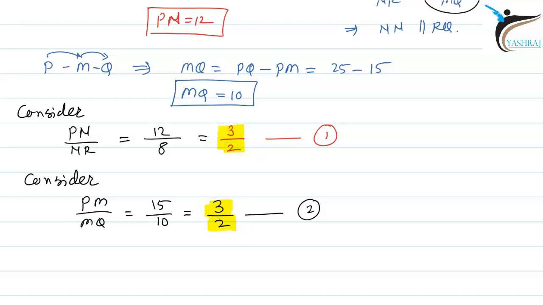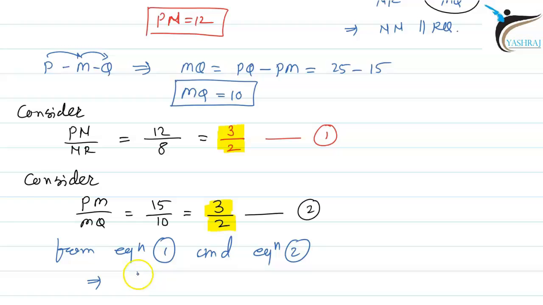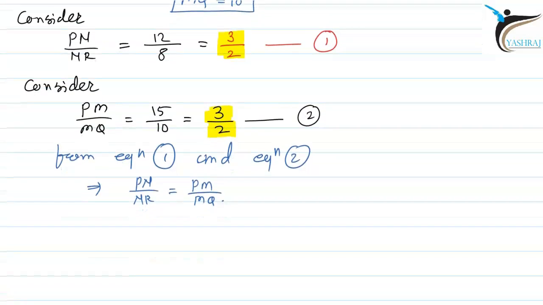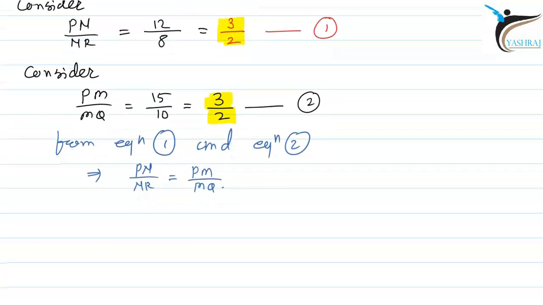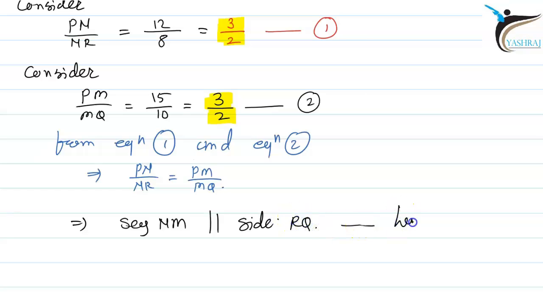So I am writing here the reason from equation 1 and equation 2. Once the RHS are equal for both equations, their LHS are equal. So PN divided by NR equals PM divided by MQ. Once those ratios are equal, it means the intercepts made by the line NM are in equal proportion, so we can write that the segment NM is parallel to the side, the segment RQ. So hence we have our proof.